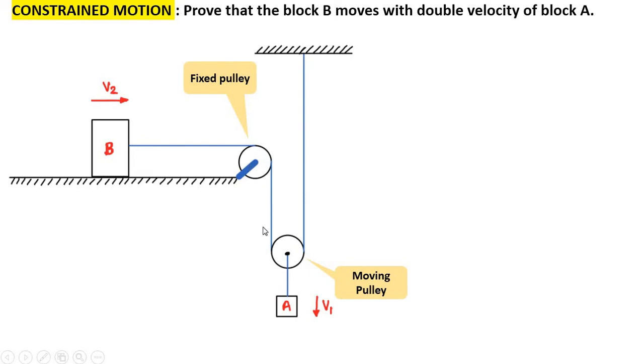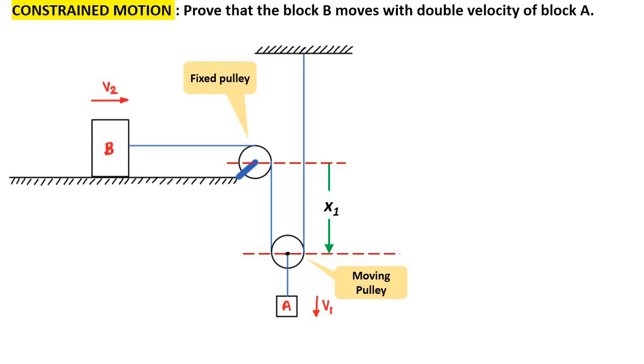Now, in order to find the relation between the velocity v1 and v2, we will use the method that the length of the string will remain constant. So we'll start measuring the total length of the string in this manner. Draw a line passing through the center of the moving pulley and draw a line passing through the center of the fixed pulley. Let's say this distance is x1.